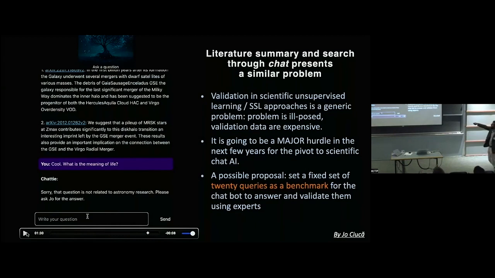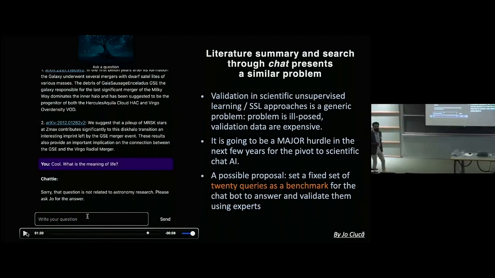So I think this is a huge, and I really want your attention on this particular topic. You don't have to care about search by image, but you do have to care about this because it's going to be in your life. This is going to be a major hurdle for us in the next few years as we pivot to scientifically enabled chat, if you want to call it that, AI. This is going to happen. You will be there, and so you should think about this. So the question is, how do we validate these kinds of systems?